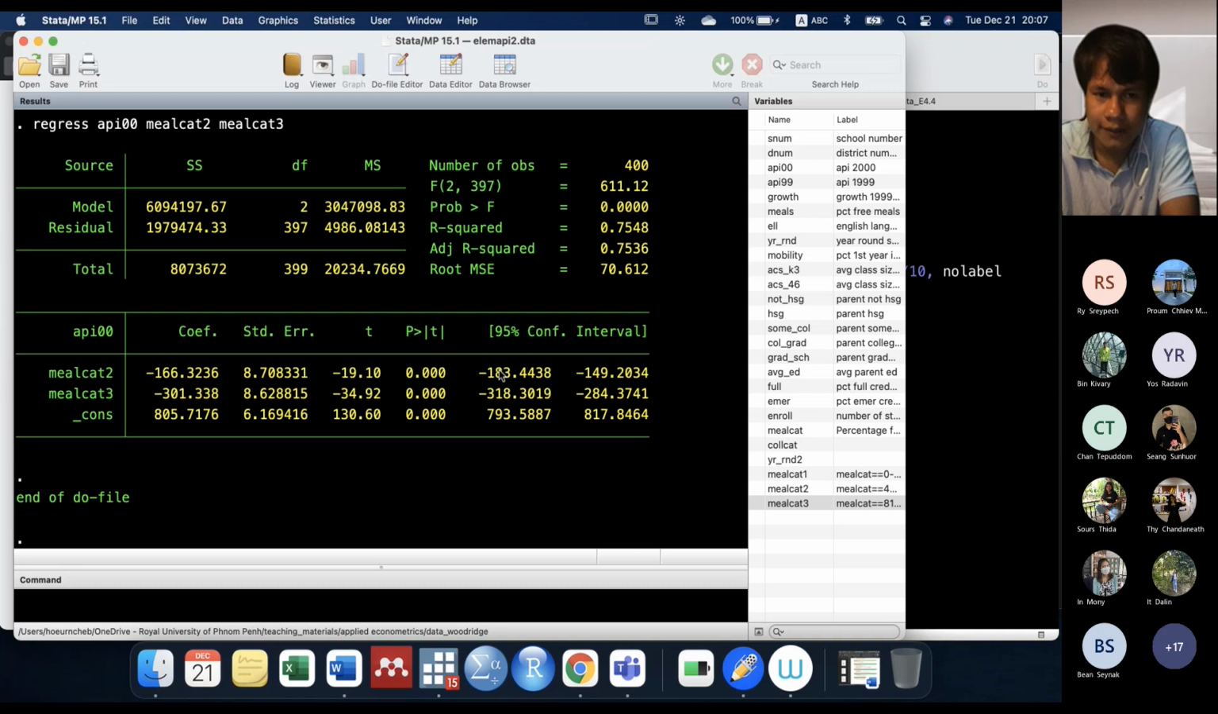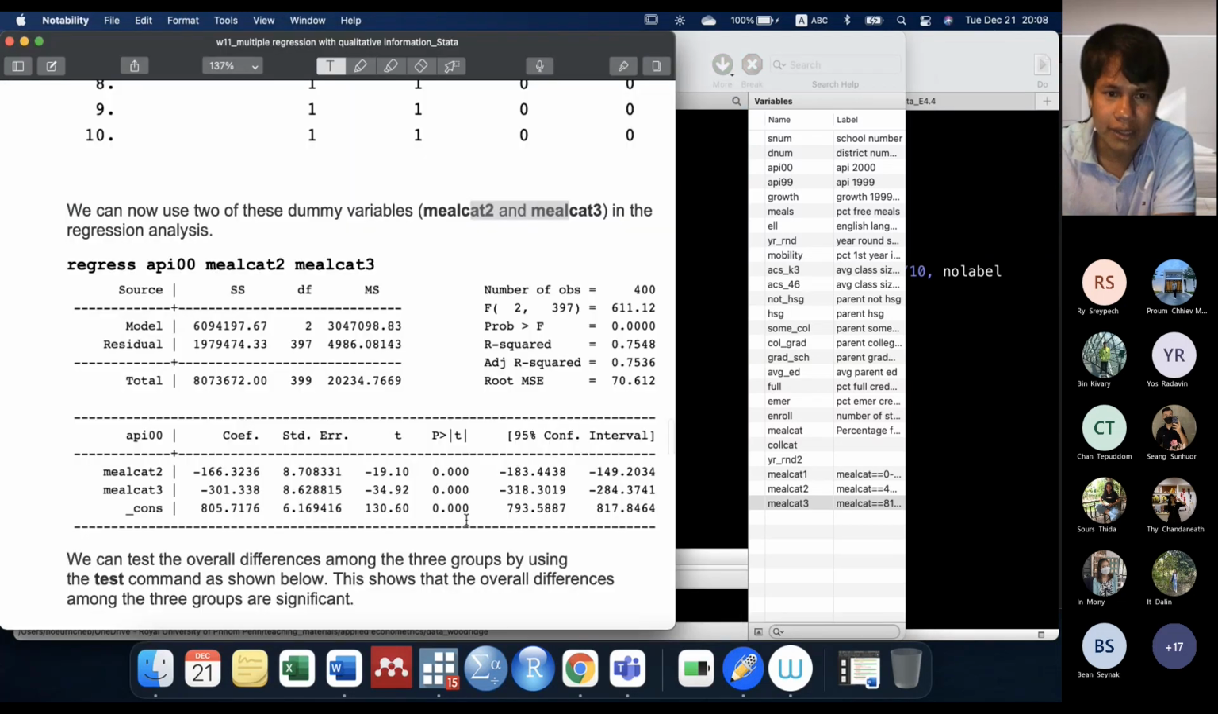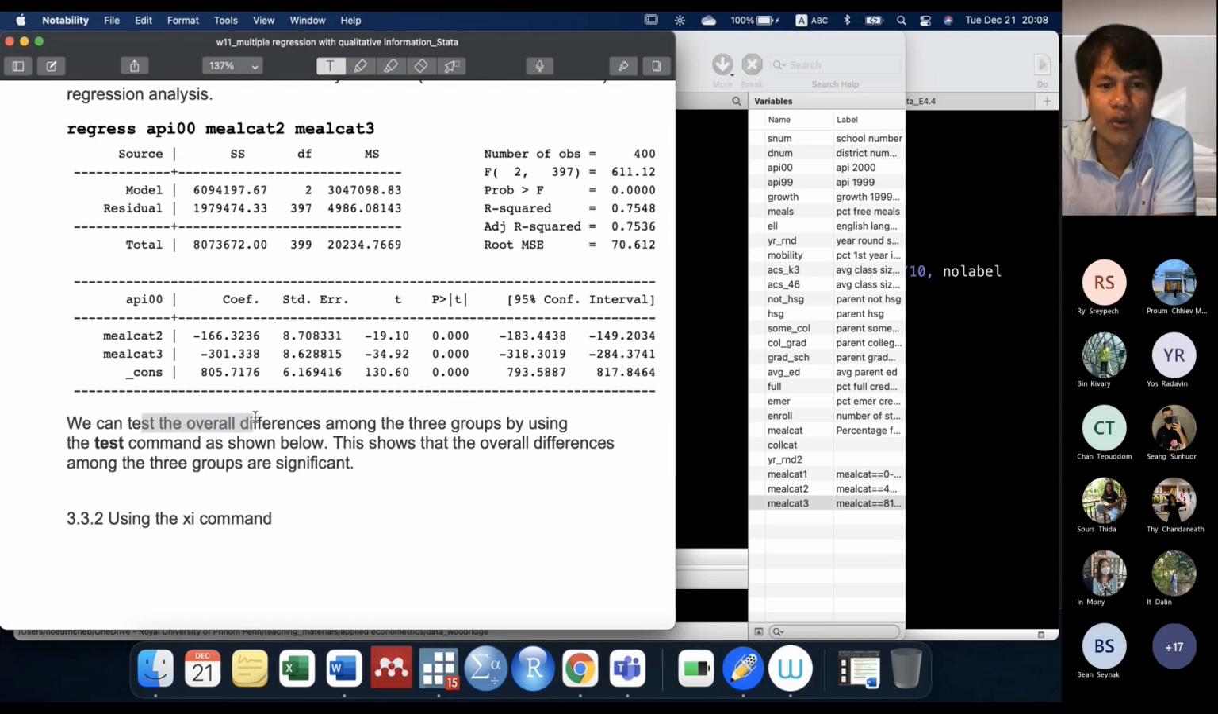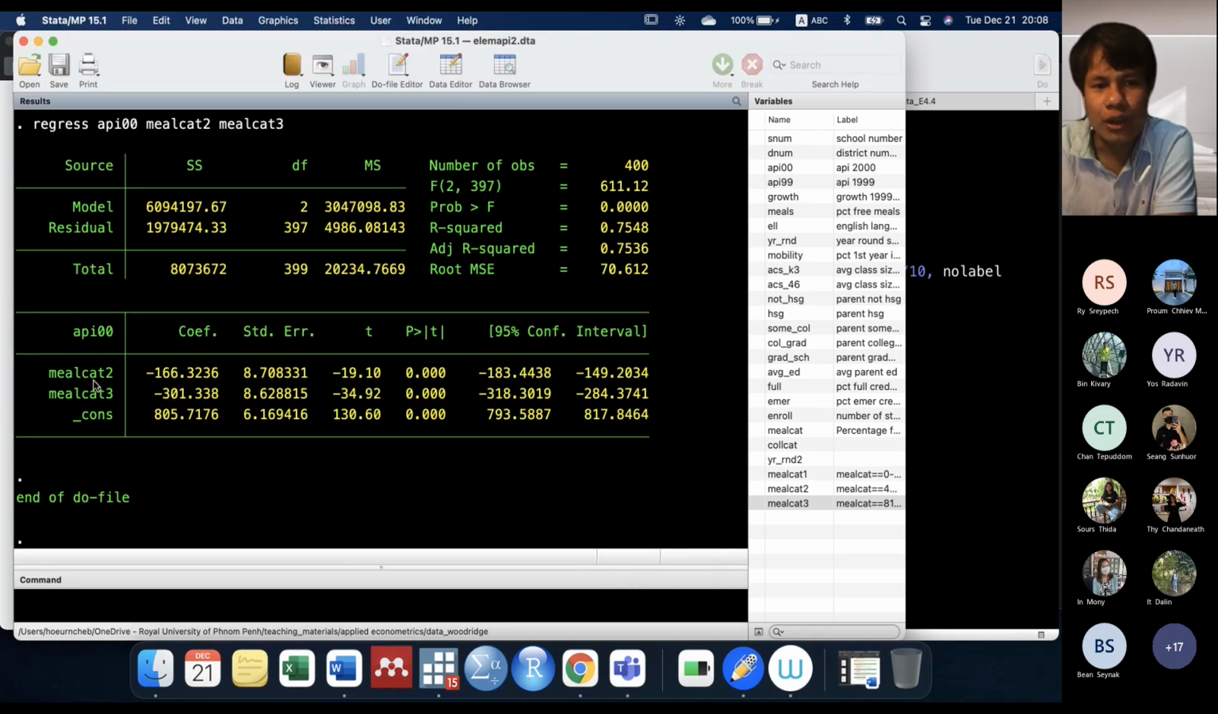Hopefully, you guys obtain the result now. Next, let's interpret the result. We can test the overall difference among the 3 groups by using the test command. I will not show you here. But what I want to tell you is that you compare this coefficient with your base category. Remember, category 1 is the best among the 3 categories. Meerkat 1 is 0 to 46, meerkat 2 is 46 to 80, meerkat 3 is 80 to 100.